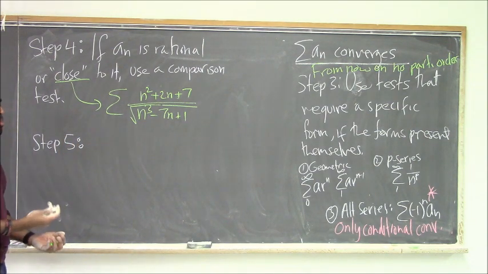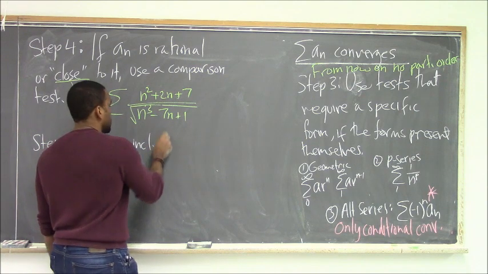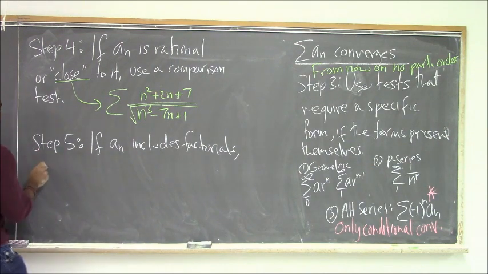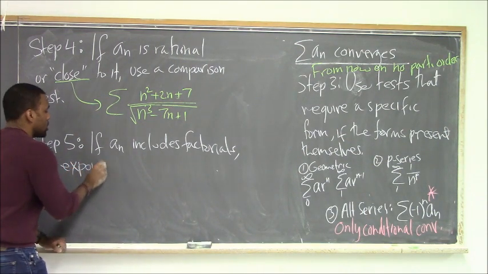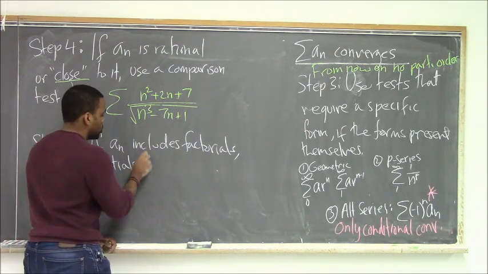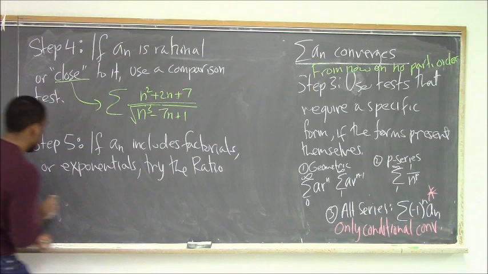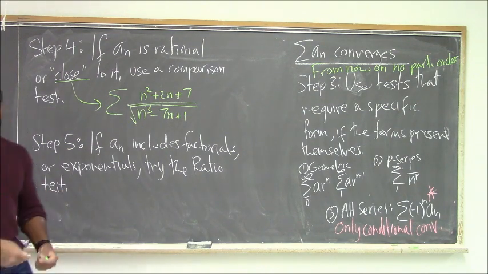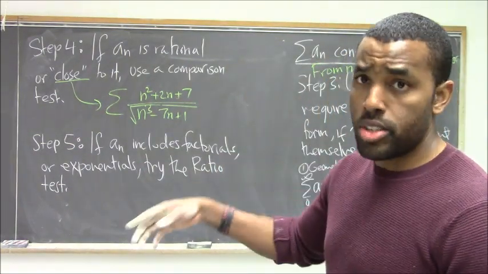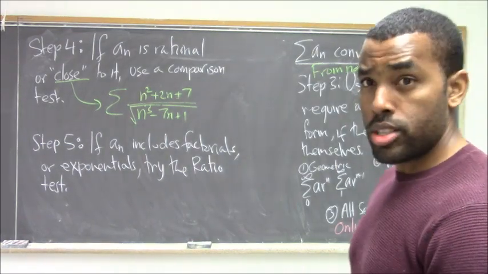Step 5, what is something else that you want to look for? If a_n includes factorials or exponentials, or specifically exponentials with really weird exponential powers, try the ratio test. Now remember the ratio test also has certain restrictions. You can't use the ratio test if any of the terms of your series hit 0. However, other than that requirement, there really is no requirement.